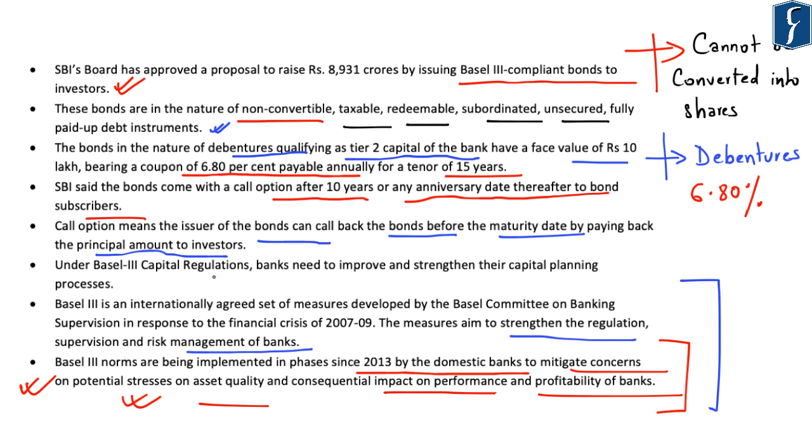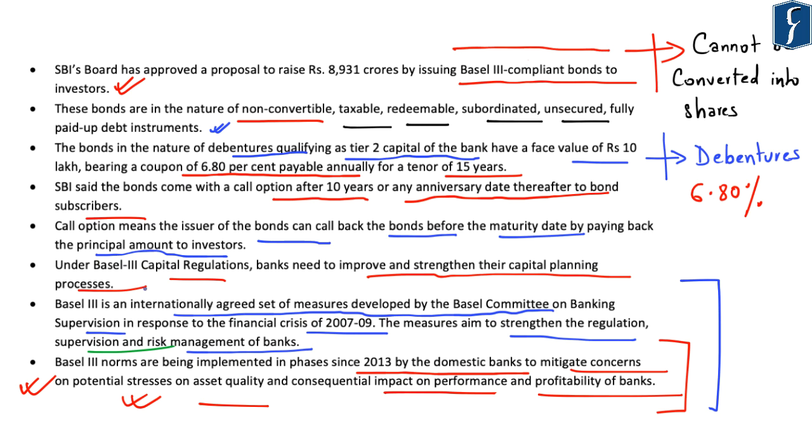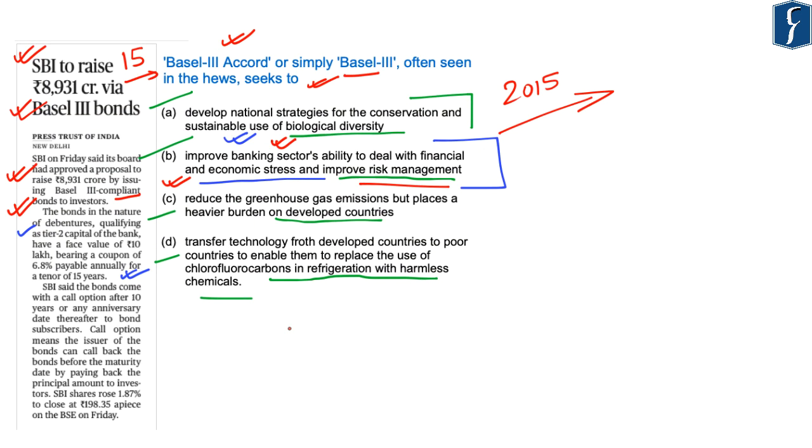It further says that under Basel III capital regulations, banks need to improve and strengthen their capital planning processes. Further, with respect to Basel III, it is an internationally agreed set of measures developed by the Basel Committee on Banking Supervision, which was constituted in response to the financial crisis of 2007-9. And this initiative was taken to strengthen the regulation, supervision and risk management of banks. So, from your prelims perspective, you should know that commercial banks issue Basel III compliant bonds to investors. Basel III is an internationally agreed set of measures developed by the Basel Committee on Banking Supervision, in response to the financial crisis of 2007-9. And this measure aims to strengthen the regulation, supervision and risk management of banks. And this was exactly what was being asked by UPSC in the prelims of 2015.